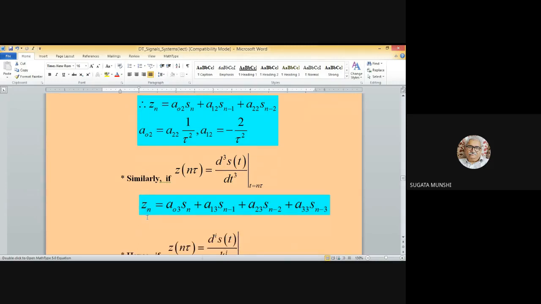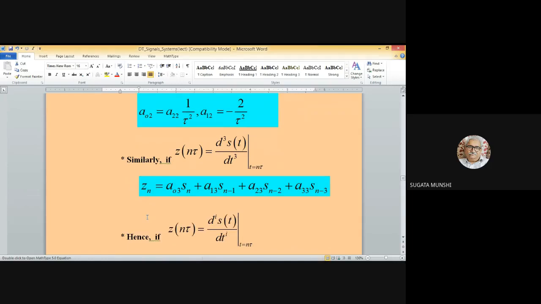Proceeding in this way, if you have z(n tau) as the ith derivative of s(t) at t equal to n tau, then the relation between z[n] and s[n] will be an ith order difference relation.